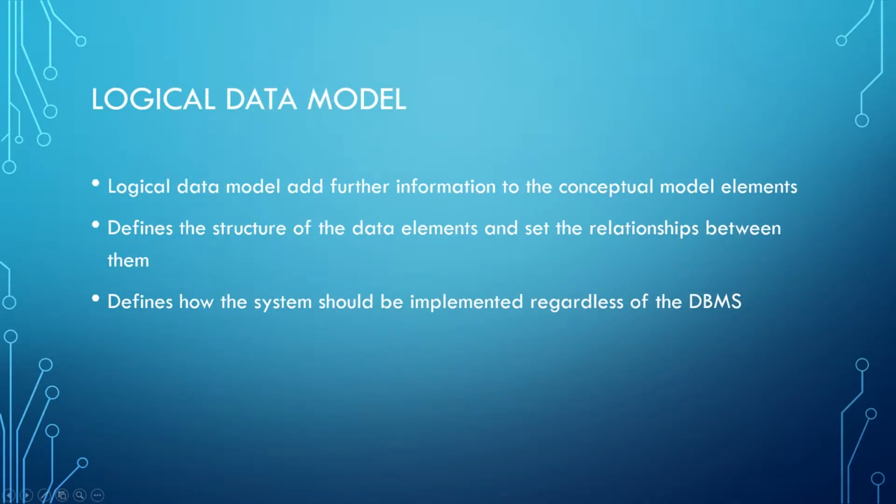Next, it is the logical data model. For the logical data model, it adds further information to the conceptual model elements, and it also defines the structure of the data elements and sets the relationship between them. At this data modeling level, no primary or secondary key is defined. You need to verify and adjust the connector details that were set earlier for relationship.